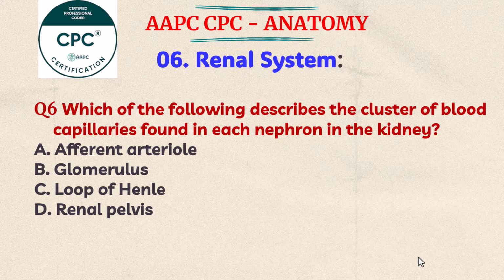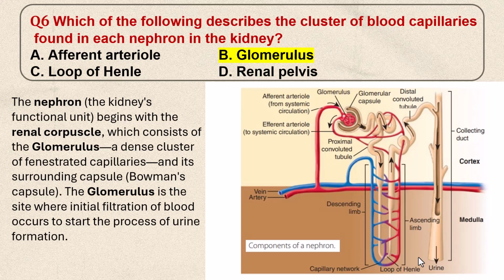Question number 6. Which of the following describes the cluster of blood capillaries found in each nephron in the kidney? A. Efferent arteriole, B. Glomerulus, C. Loop of Henle, D. Renal pelvis. Think the answer. The correct answer is B. Glomerulus. You can see the glomerulus here in the nephron. The nephron, the kidney's functional unit, begins with the renal corpuscle, which consists of the glomerulus, a dense cluster of fenestrated capillaries, and its surrounding capsule, called Bowman's capsule. The glomerulus is the site where the initial filtration of blood occurs to start the process of urine formation.